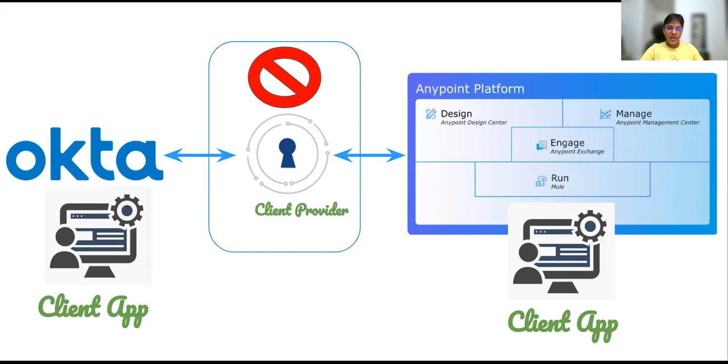The order of the client application creation must be: first create the client app in the external provider, and for our demo we'll take Okta, and then replicate that client application in Anypoint platform. Without replicating that client application in Anypoint platform, client ID validation won't be possible when we apply the policy. We need client ID validation to capture the usage metrics.